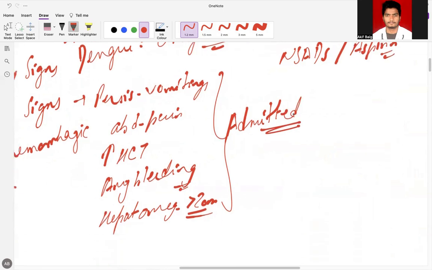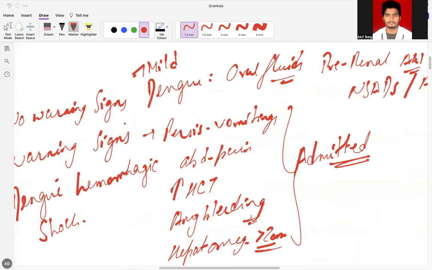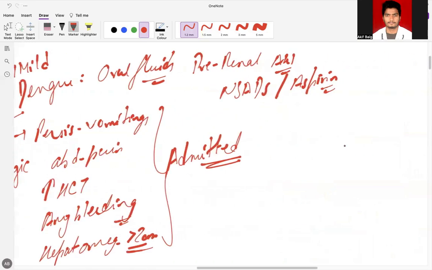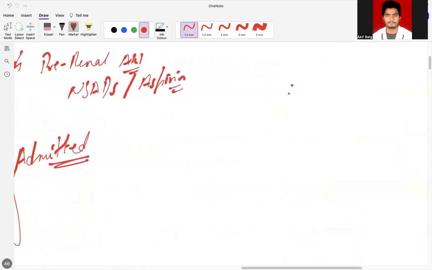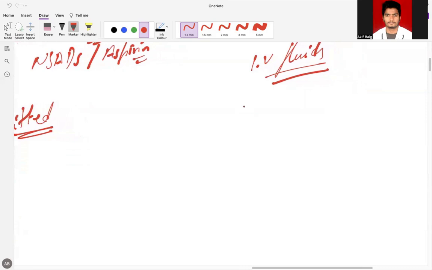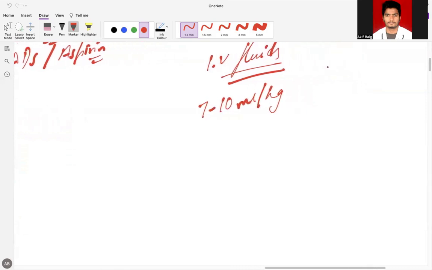So suppose the patient has moderate disease, that is the patient has warning signs and has presented to you, then the mainstay of treatment is IV fluids. The usual dose is calculated based on 7 to 10 ml per kg. That has to be given over 1 hour as a bolus. This is the initial bolus which you give.